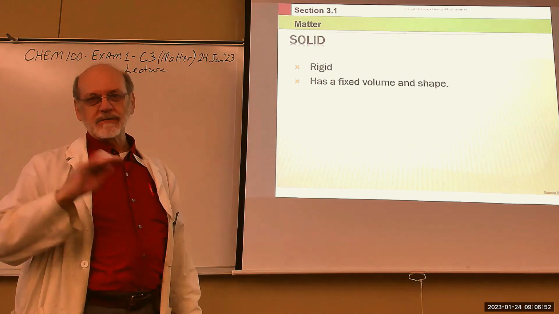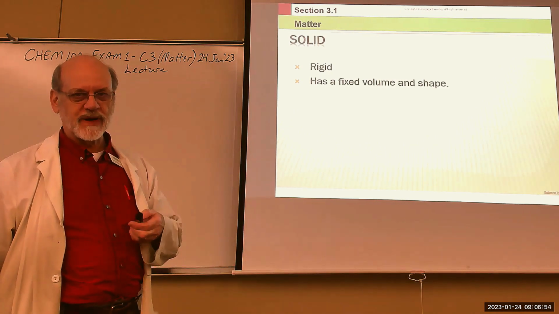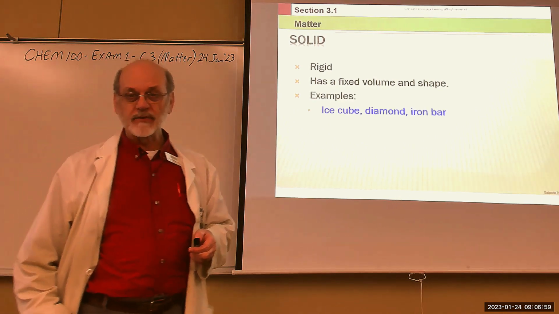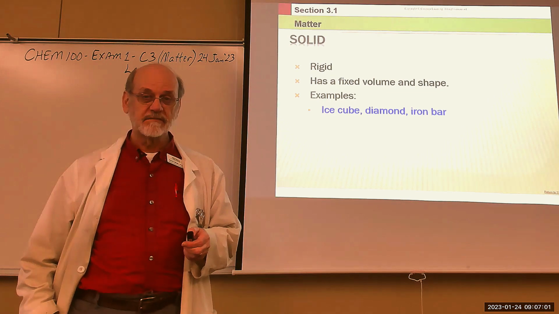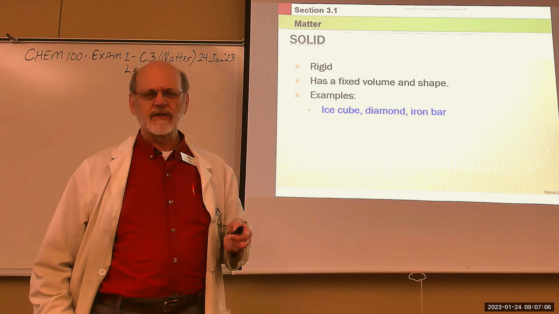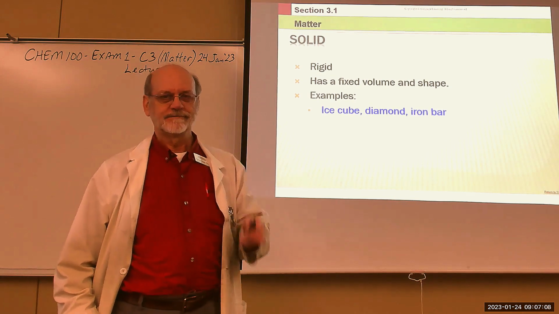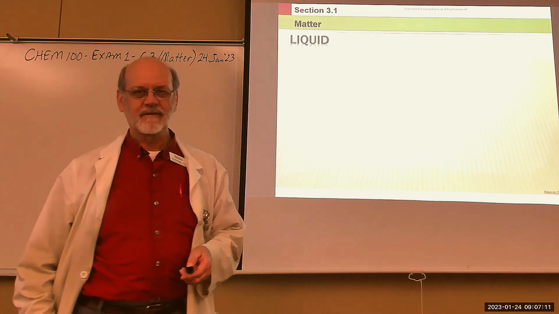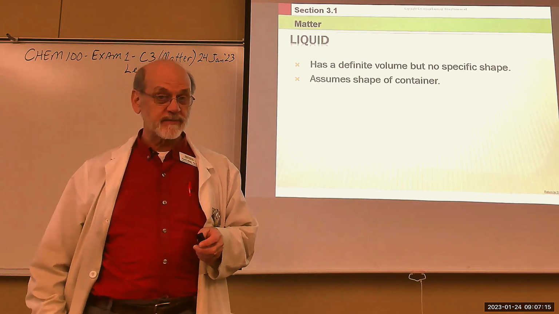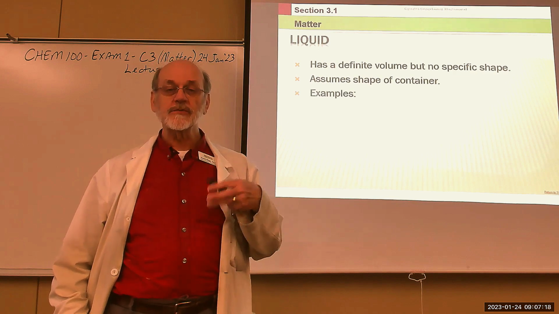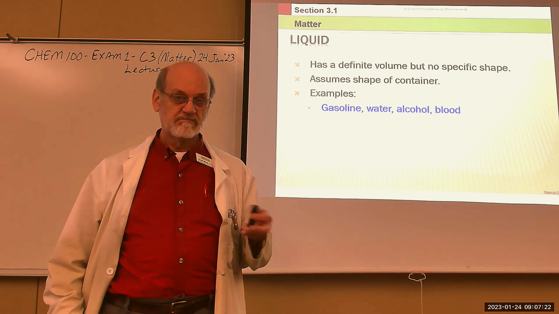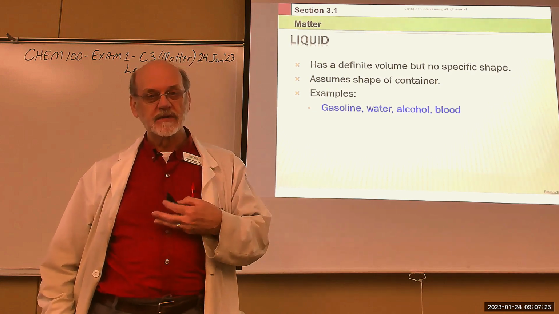Okay, this is the black and white that tells you what I just told you about solids. Some examples: ice, diamond is a solid. An iron bar is a solid. I'd rather have a gold brick. That's a solid. Liquid: there it has the definite volume, but no shape. It always assumes the shape of the container. Gasoline's a liquid. Water's a liquid. Alcohol's a liquid. Blood is a liquid.